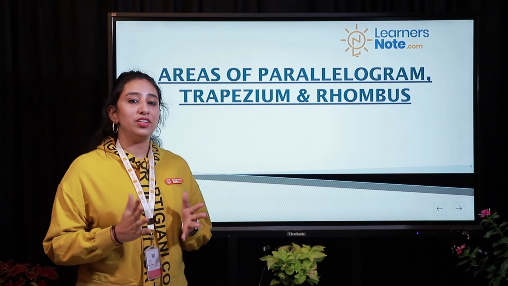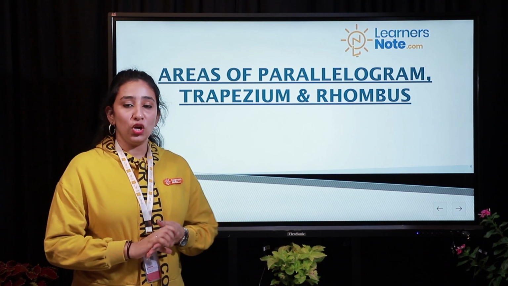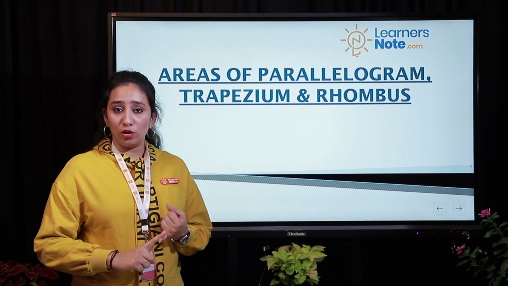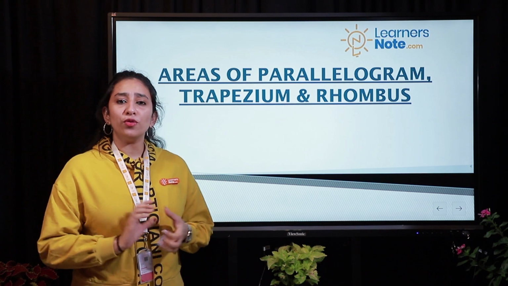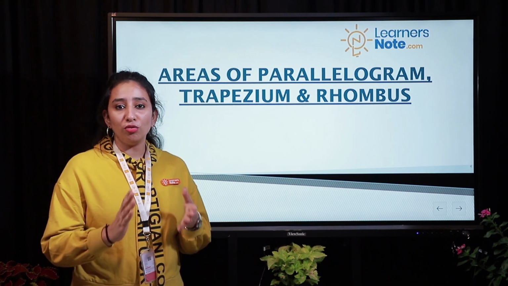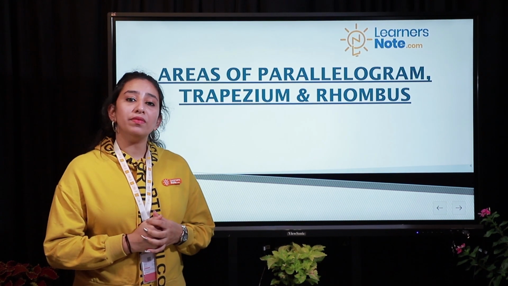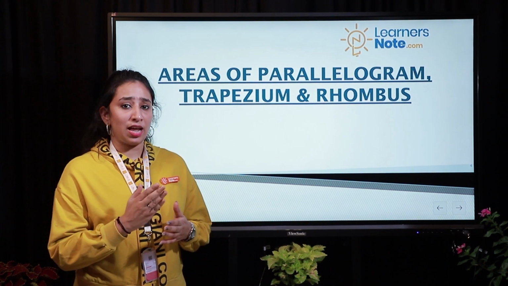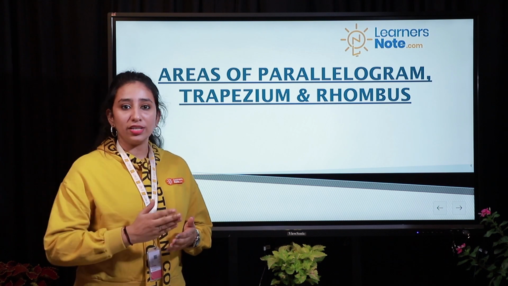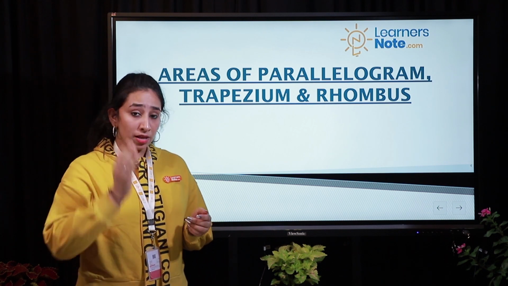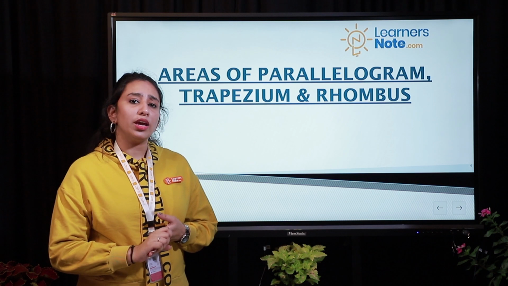So let us have a recap of what all we just studied today. So we studied about areas of parallelogram, trapezium and rhombus. So what was the area of a parallelogram? You know that area of a parallelogram is equal to base into height. But experimentally, how did we find out? We dissected a parallelogram along its height, and we joined along its same height on the other side, which became a rectangle.